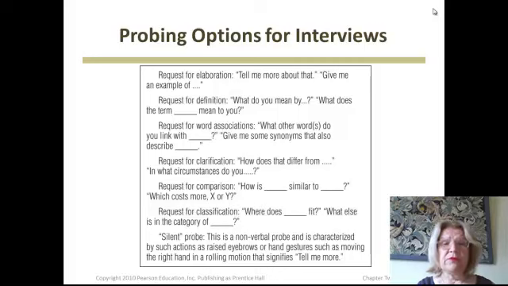There are also silent probes. This is a nonverbal probe that is characterized by such actions as raising the eyebrows or hand gestures, such as moving the right hand in a rolling motion that signifies, yeah, please tell me more, tell me more.